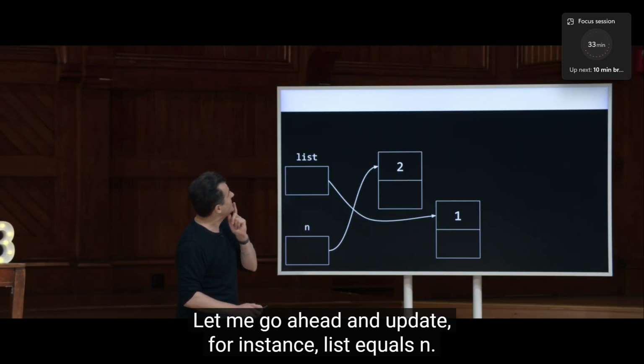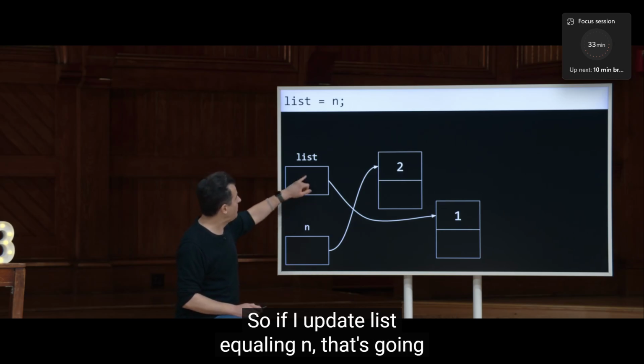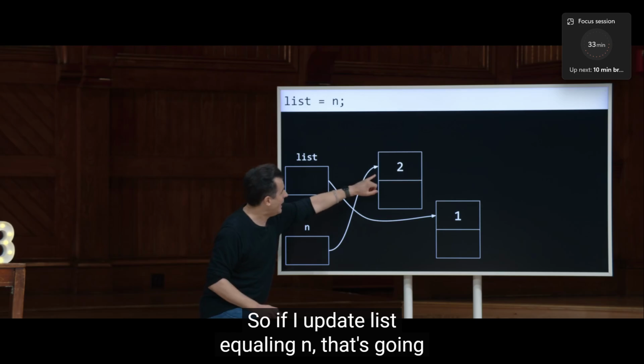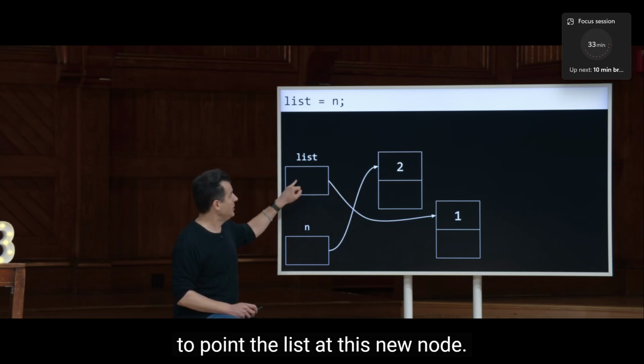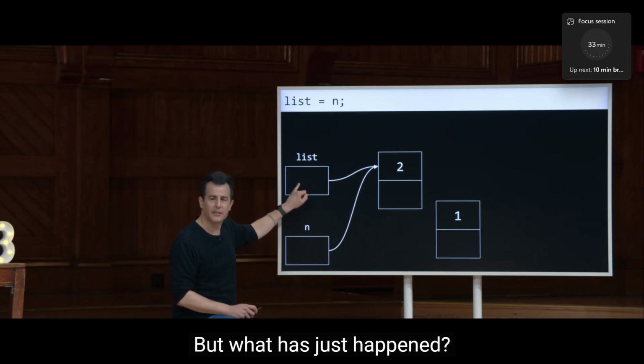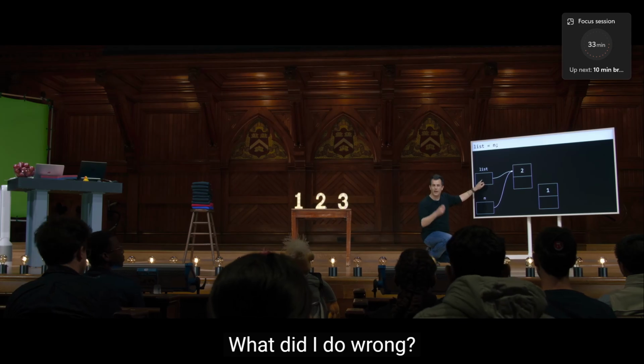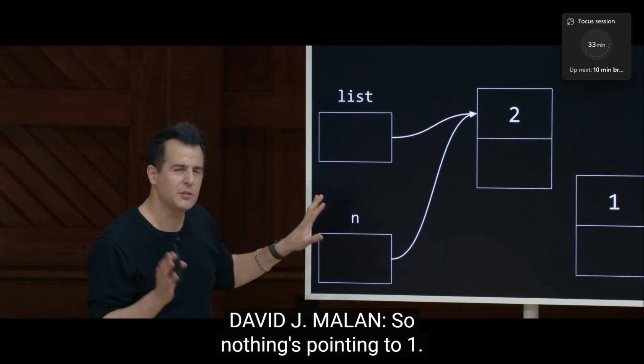Let me go ahead and update, for instance, list equals n. So if I update list equaling n, that's going to point the list at this new node. But what has just happened? What did I do wrong? Yeah. So nothing's pointing to 1.